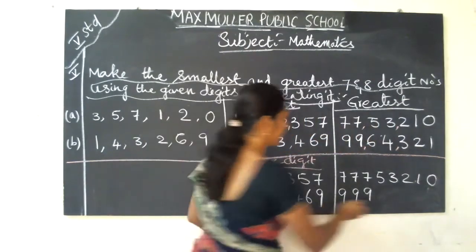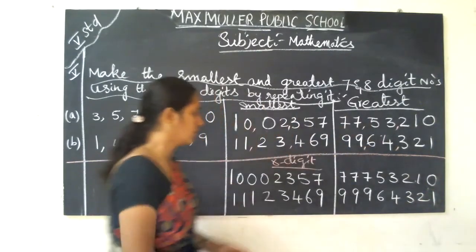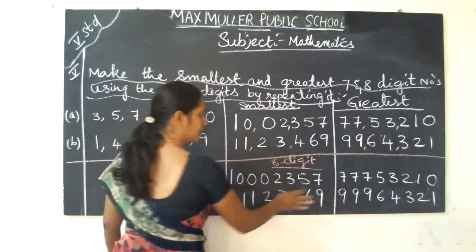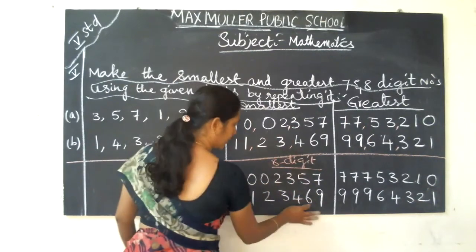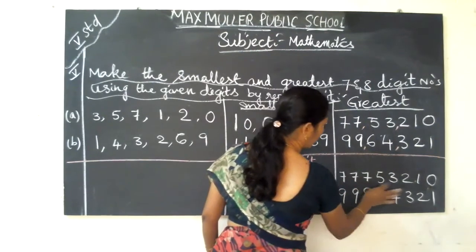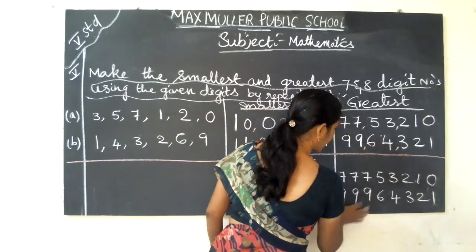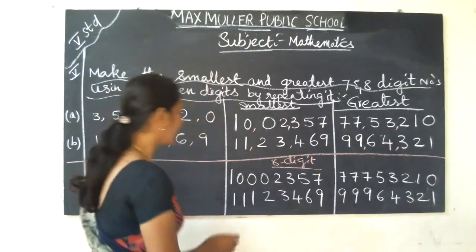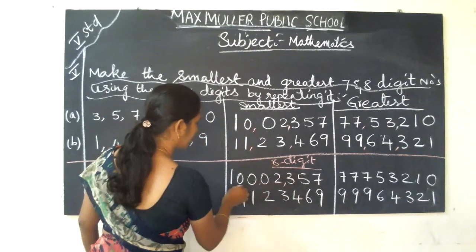See properly and write, children. 6, 4, 3, 2, 1. So now you count after writing. Once again, you can check it by counting the digits. 1, 2, 3, 4, 5, 6, 7, 8. Like this, we have to check it once again, recheck, and then only we can put the commas. Okay.